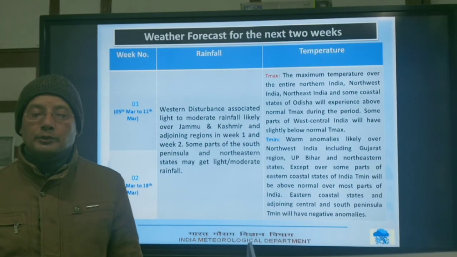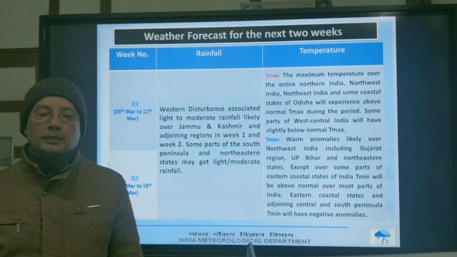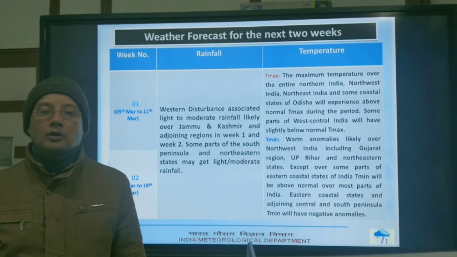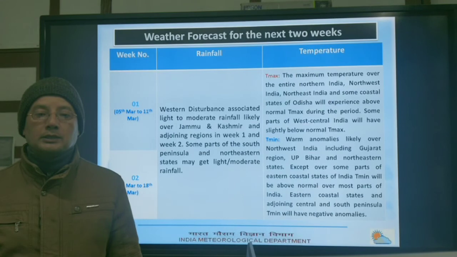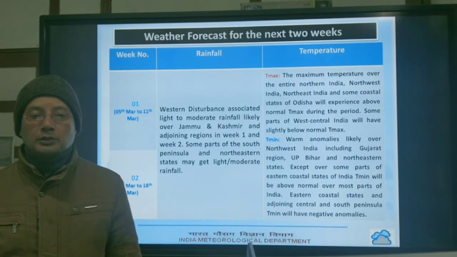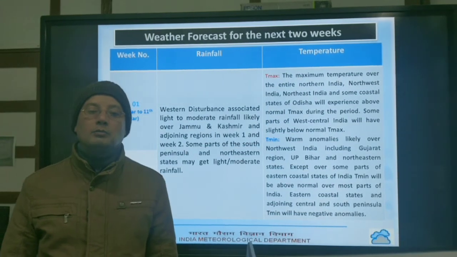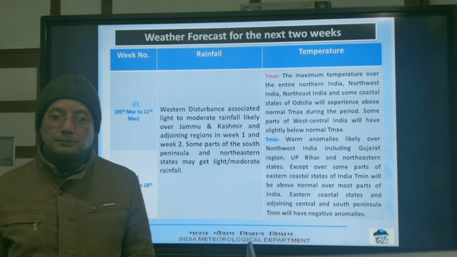Then we come to the temperature part. Coming to the maximum temperature. The maximum temperature over the entire northern India, northwest India, northeast India and some coastal states of Odisha will experience above normal maximum temperature during the period. Some parts of west central India will have slightly below normal maximum temperature.